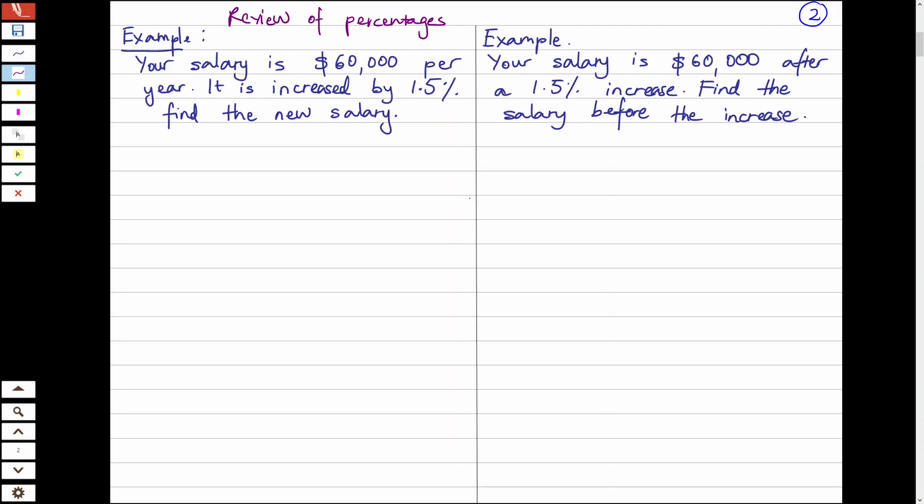So if you listen to the question, after the 1.5% increase, the new amount is 60,000. So what did I start with? In the first question I gave you the starting amount. In the second question, we have told you the end amount of 60,000 was the original.